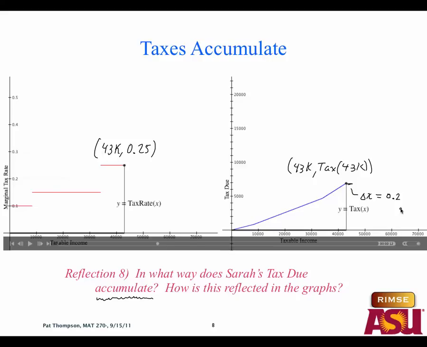Okay? And what tax bracket are we in right now? What is the tax rate here? 0.25. So what amount of tax did she incur when she made that 20 cents of her salary? What amount of tax? 25%. How does that relate to what we've been learning?